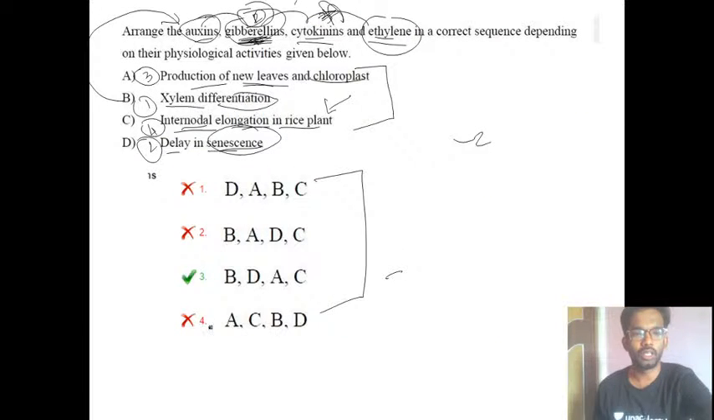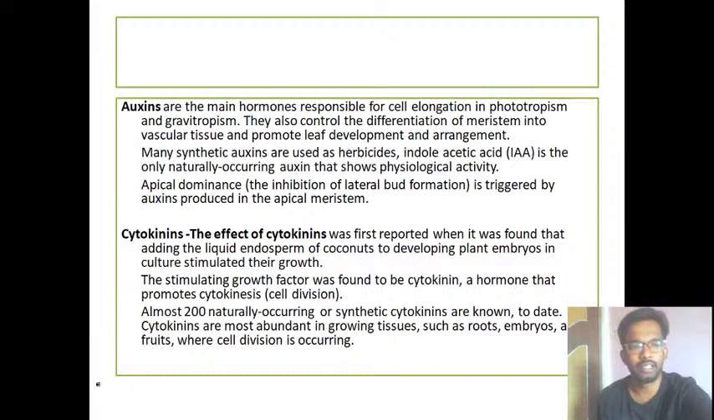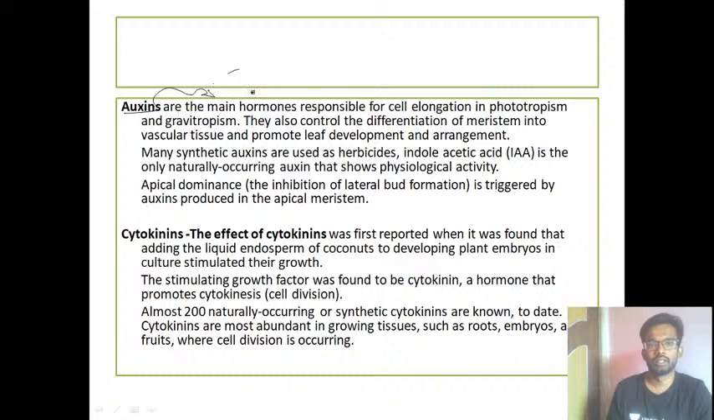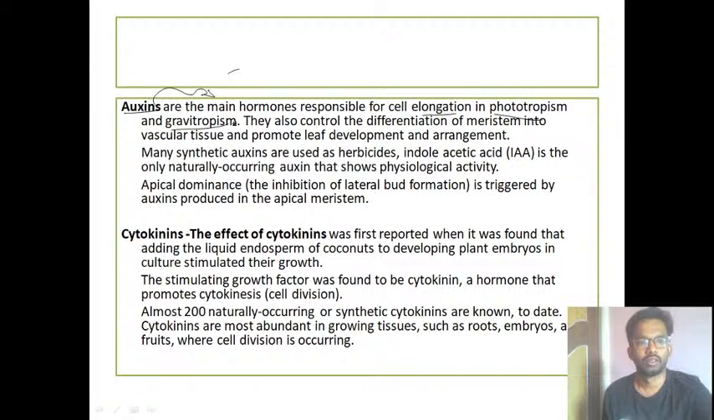Okay, now I am going to give you an explanation about the main meaning of auxin, what auxin does. Auxins are the main hormones responsible for elongation, phototropism and gravitropism. So you have to remember the phototropism concept and the gravitropism concept.